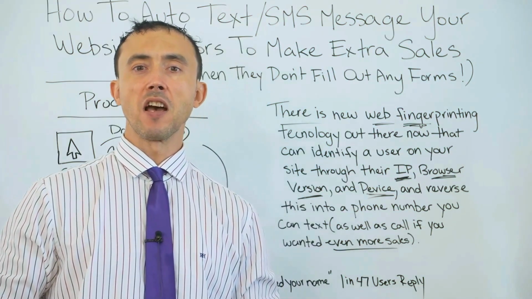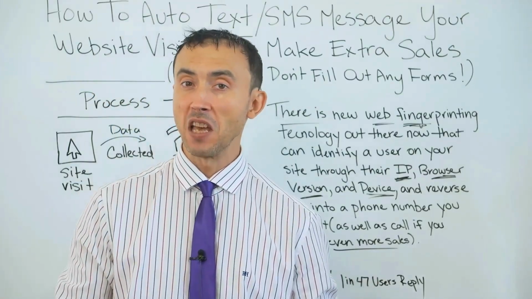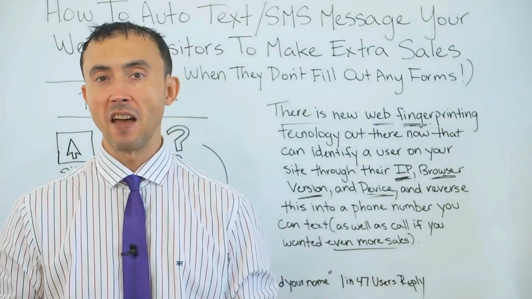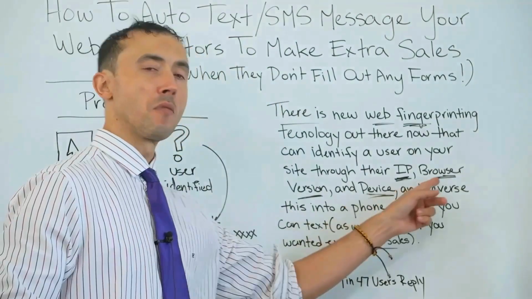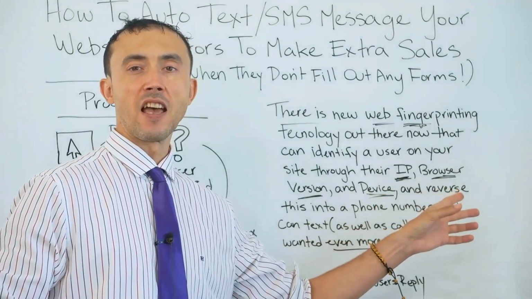Because people at a certain IP address, usually it's like a family or an office. And then on top of that, you can narrow it down from there. And that's just the basics. There's other ways that they identify the user.